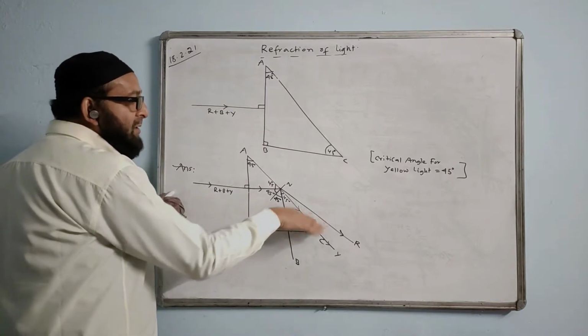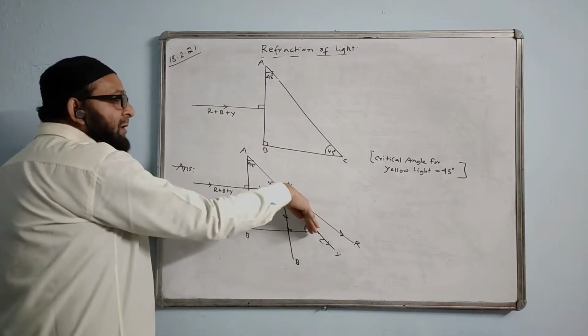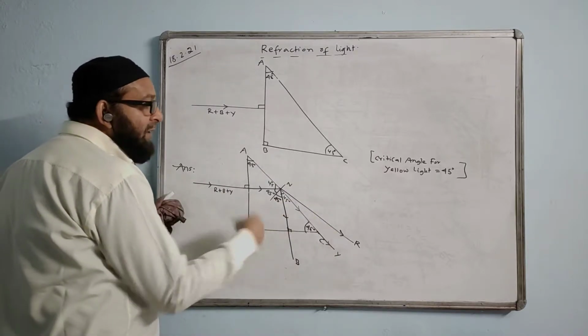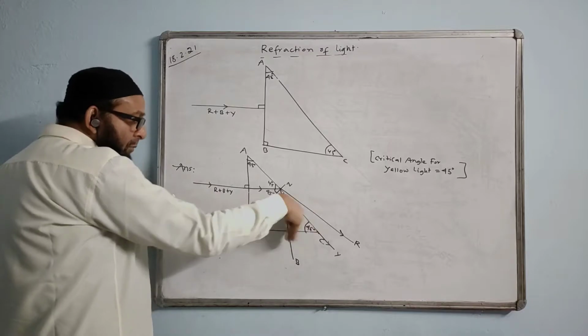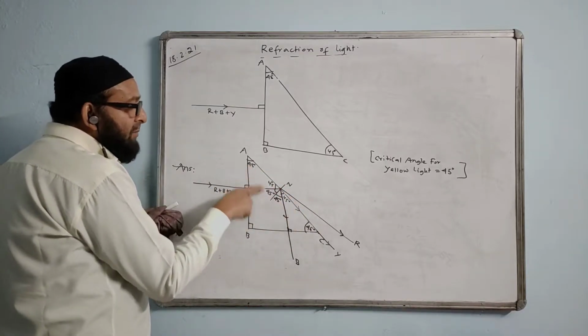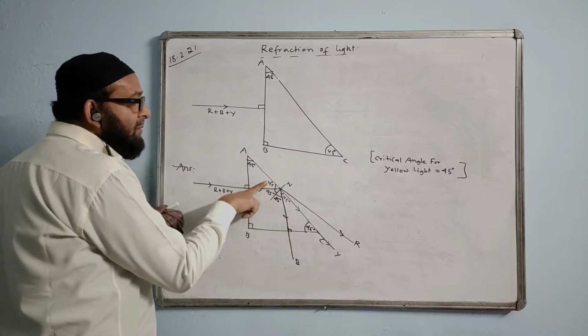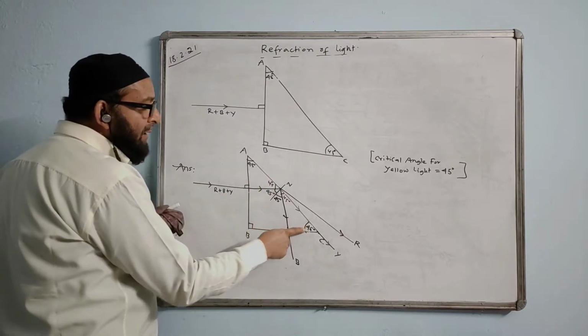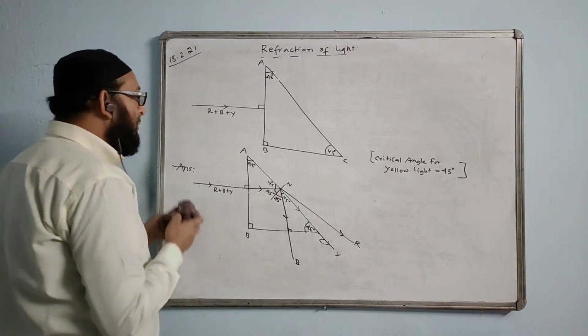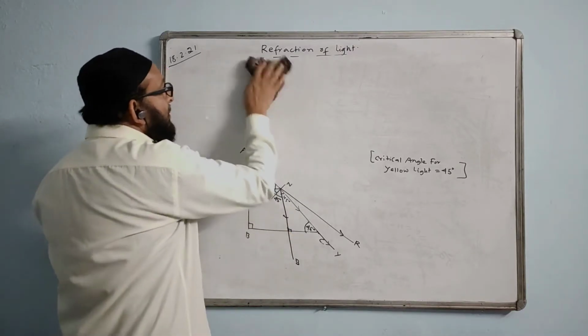Red deviates less than the yellow. Yellow is deviating here, so red will deviate less. Less is somewhere this side, so it will go like this. And blue will deviate more than the yellow. Anything more than yellow is TIR. At TIR, because the angle is 45, and this is also 45, 45 plus 45 is 90, here the angle is becoming 90. The ray will go straight, that will be the blue. Okay, I hope you understood it.